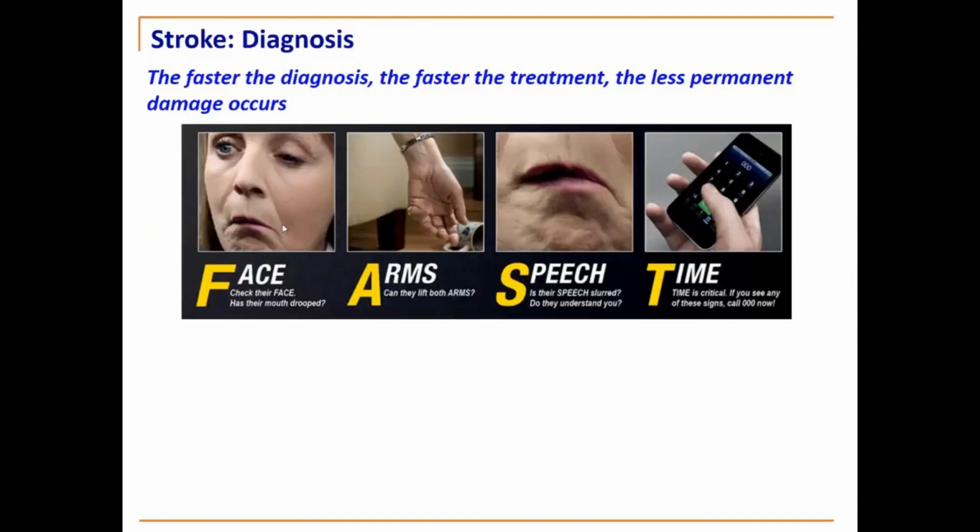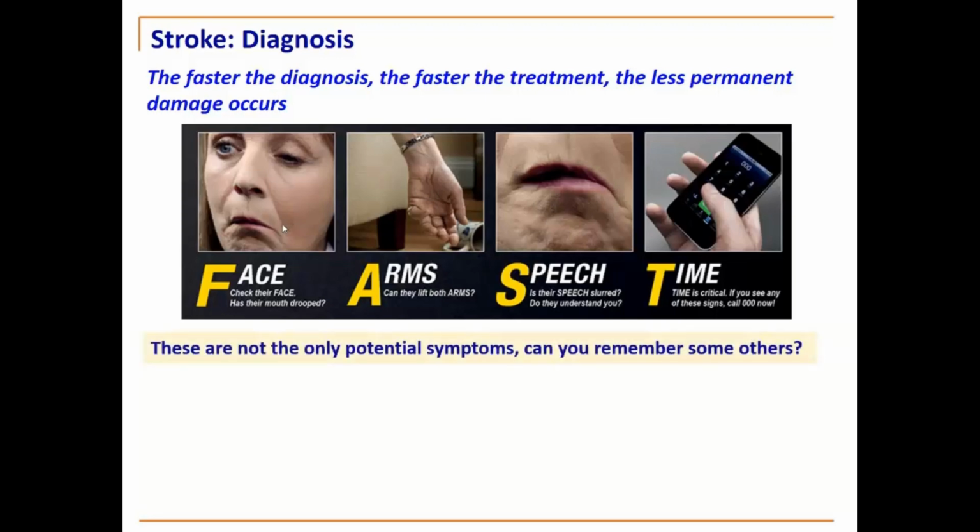Of course, when we're looking at diagnosis, the faster the diagnosis, the faster the treatment, the less permanent damage is likely to occur. And there are those classic symptoms that you should be looking for. You'd look at the face. Has their mouth drooped? Have they lost that muscle tone there? Can they lift both arms? Are they able to speak? Thinking about Broca's area, and time is critical. We know now 5 minutes and the neurons are dying. So you've got to act very, very quickly. These aren't the only potential symptoms, but they're some of the classic symptoms that people recognize.